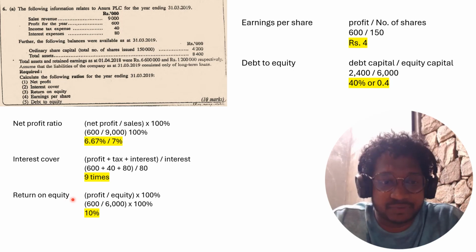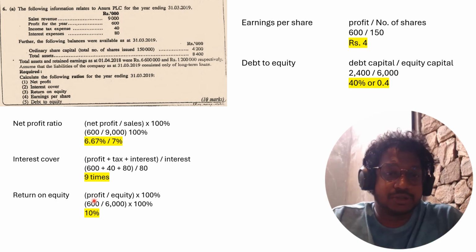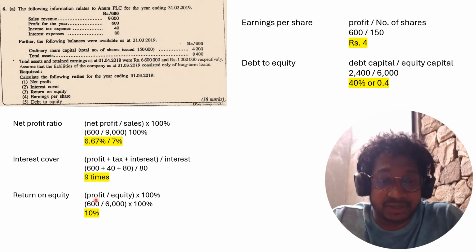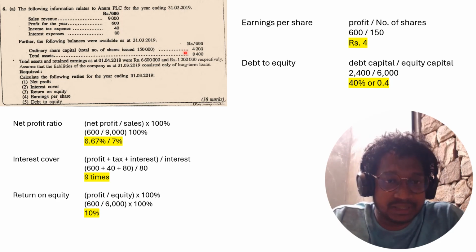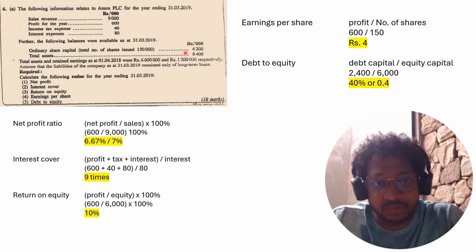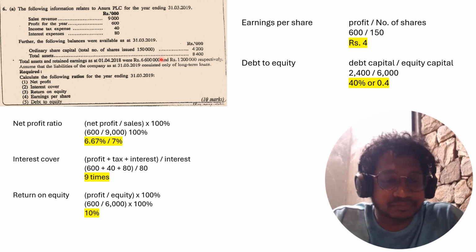And then the third one, return on equity. To find that out, profit divided by equity into 100%. Here again, you have to consider the net profit. So your net profit is 600, and the equity. The equity is not given here directly, so you have to find out the equity. So how to find out equity? Equity means total assets minus total liabilities.